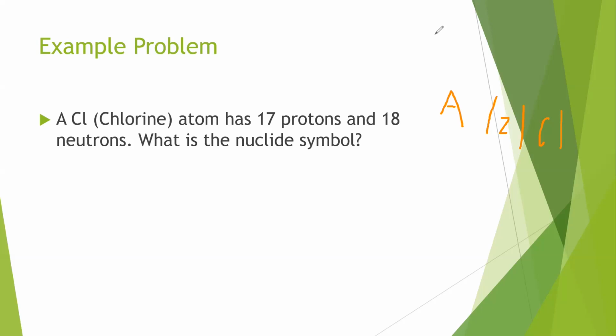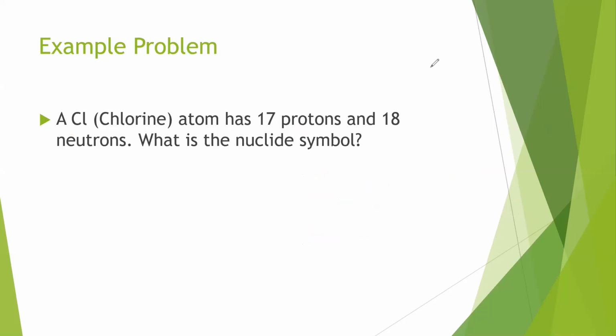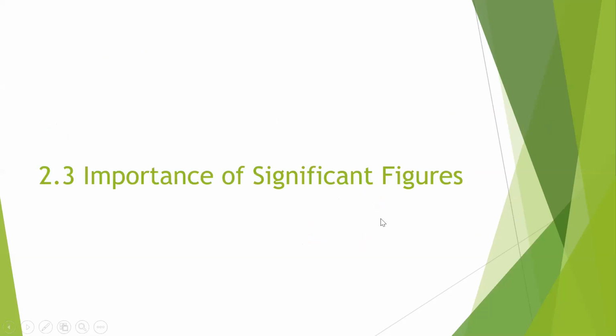Okay, everyone's got it right so far. So remember, Z is 17 because that's the number of protons, which are positively charged. A is the sum of protons and neutrons, which is 35, and the element is Cl. So we'll get 35, 17, Cl. So we all got that right, which is good. So that wraps up the atomic theory for today. We're gonna pick up more atomic theory in the next class.